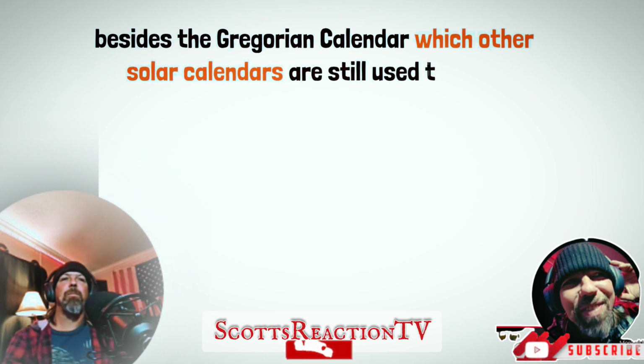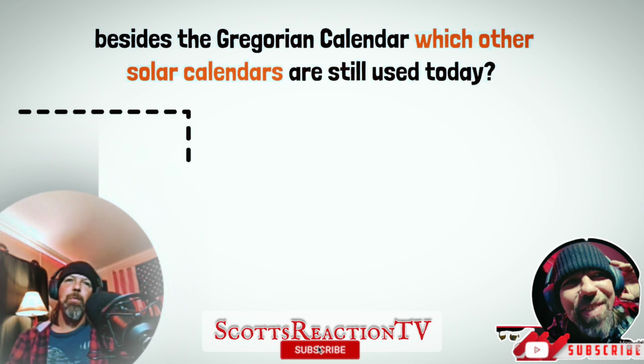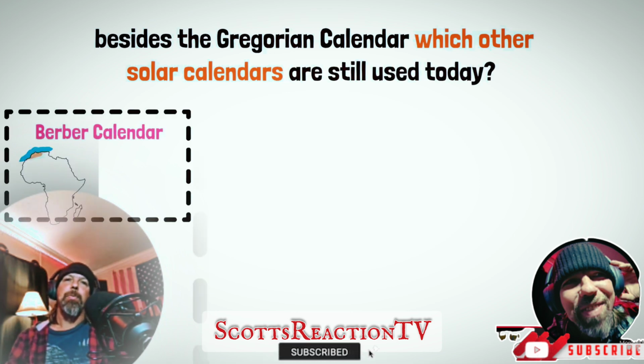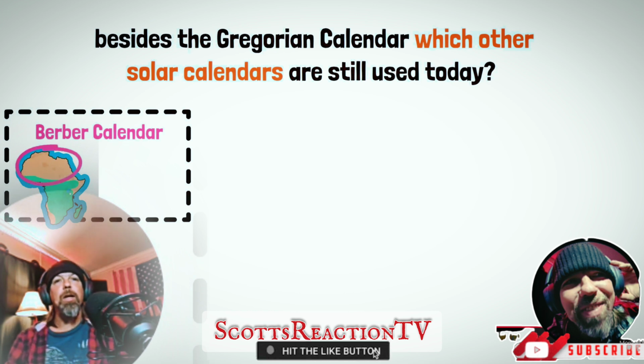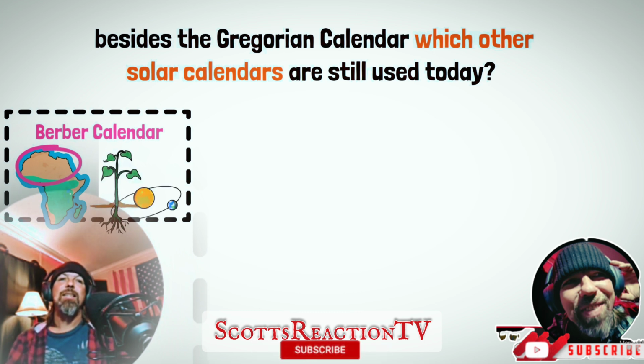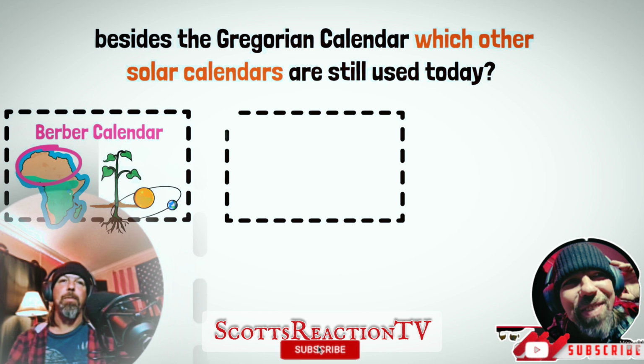We all know today. Which other solar calendars are still used in modern times? The Berber calendar is still used by some people in North Africa. They are Arabic, however their lunar Islamic calendar is not suitable for agriculture because it doesn't relate to seasonal cycles, so they started using this one, which is ultimately a derivation from the Julian calendar.